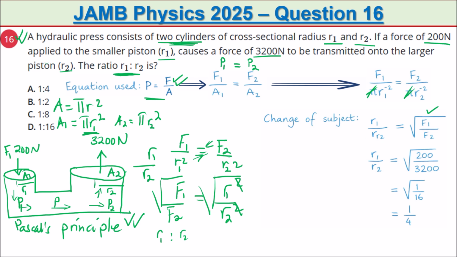We have the value for F1, we substitute. The value for F2, we substitute. And we're going to get r1 over r2 is equal to the root of 1 over 16. The root of 1 over 16 is equivalent to a quarter. So a quarter can be written as the ratio 1 to 4, which was option A. So our answer for this particular question was A.